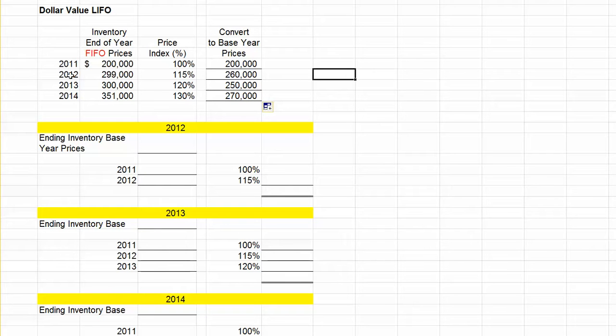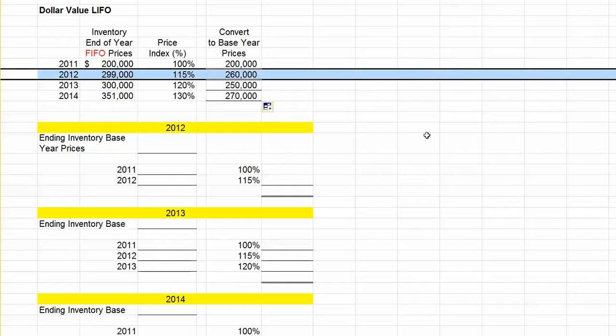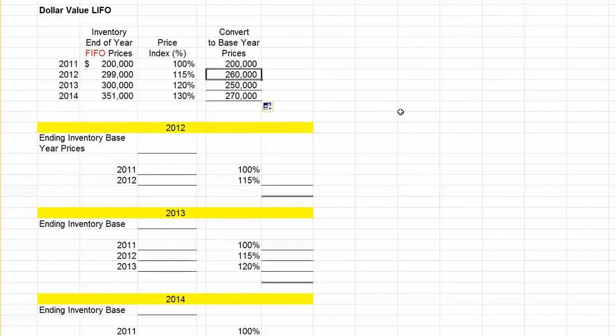Let's go ahead and look at how we would have valued our inventory in 2012. Again, the first step, convert our FIFO value inventory into base year prices. So in base year prices, our inventory would have been worth $260,000. Of that, our first layer we would have added back in 2011, and you can see we had $200,000 worth of inventory available in 2011. The other $60,000 we add in the second year, 2012.